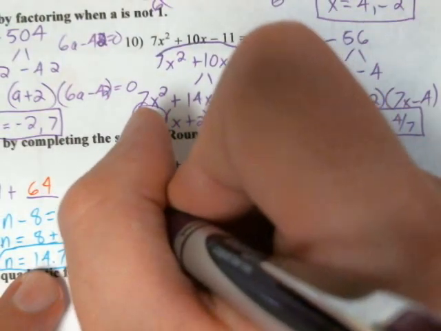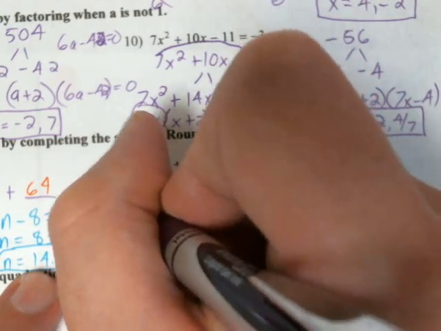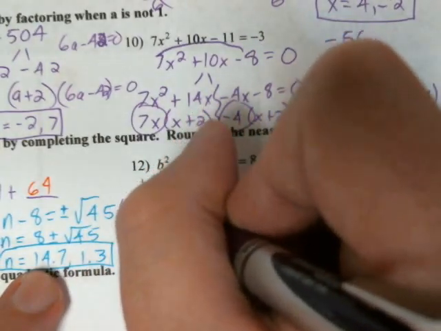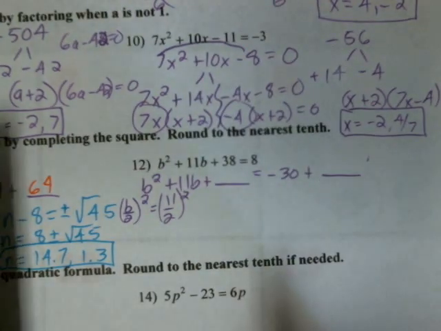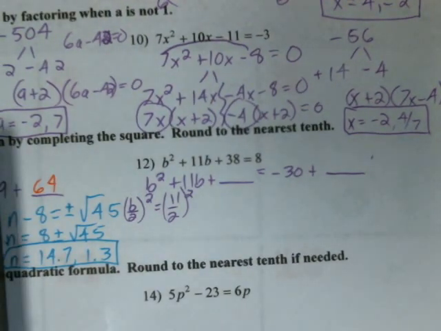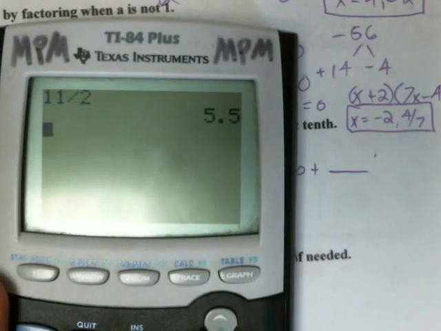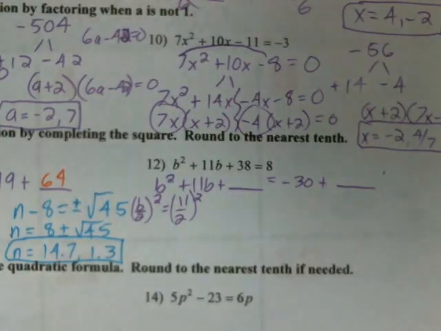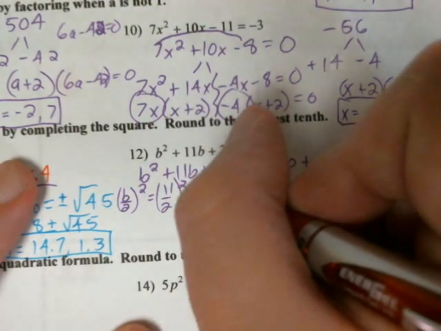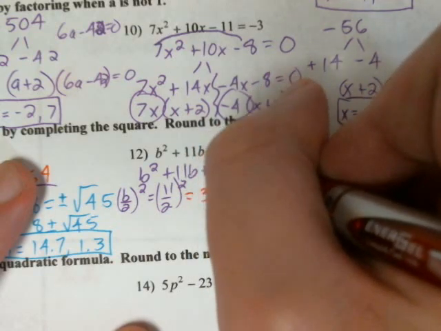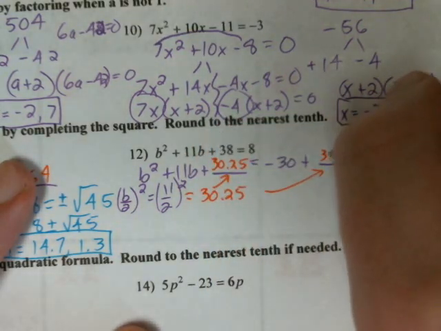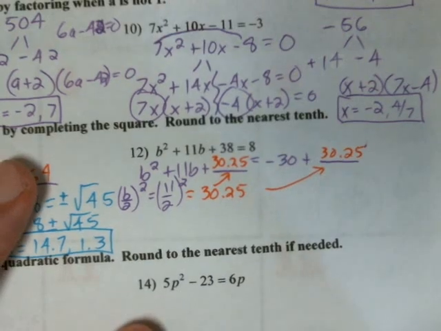Half of b squared. When I take half of 11 and square that, that's 5.5. So 11 divided by 2, make sure y'all can see this, 5.5. When I square that, I actually get 30.25. So half of b squared is this 30.25. So that number goes there, 30.25, and then it also goes here, 30.25.